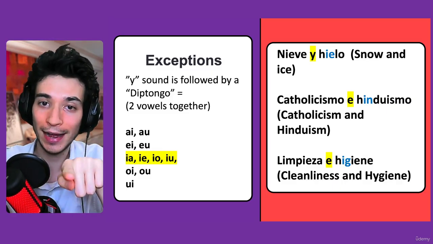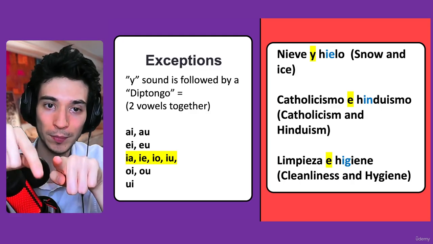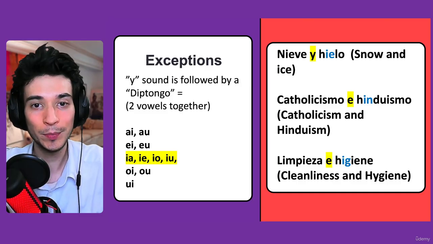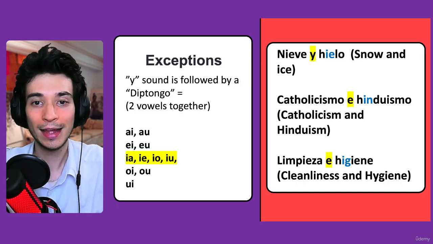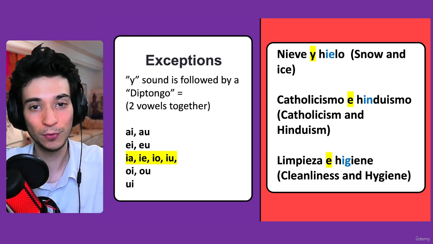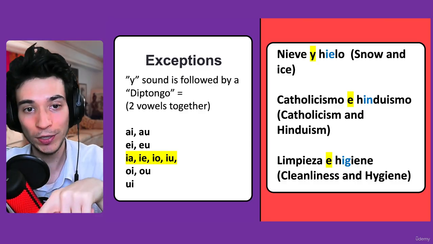So whenever you have that I followed by another vowel, the I followed by a vowel, you keep the Y. For example, nieve y hielo, snow and ice. And you change it whenever it's not followed by a vowel. For example, catolicismo e hinduismo.